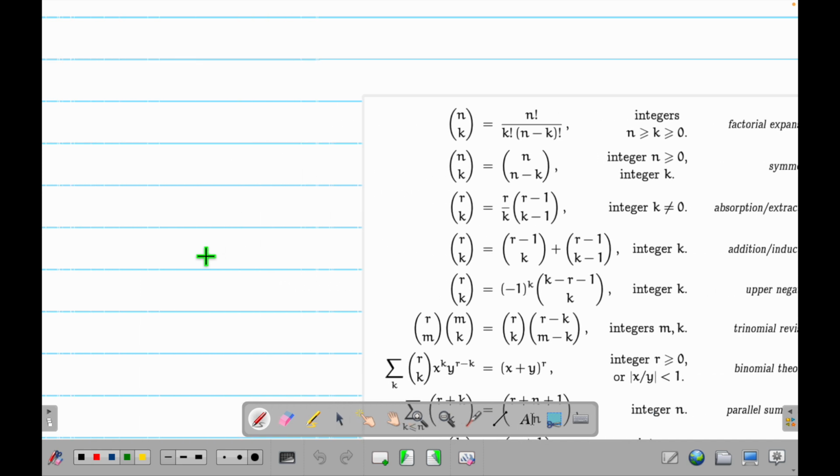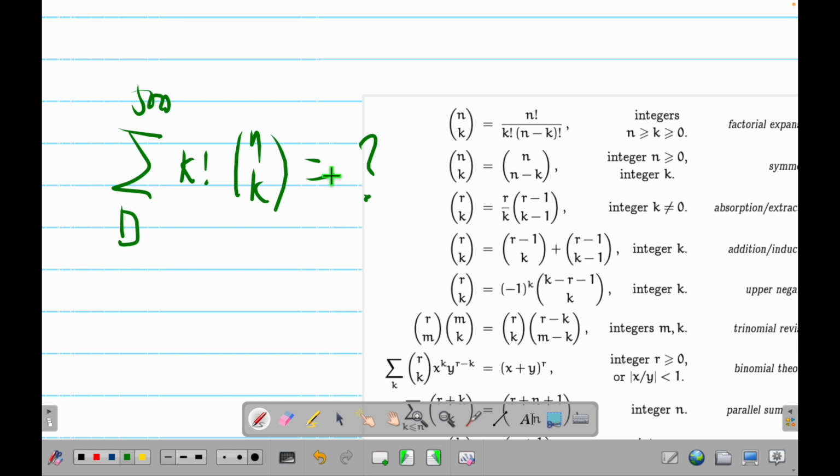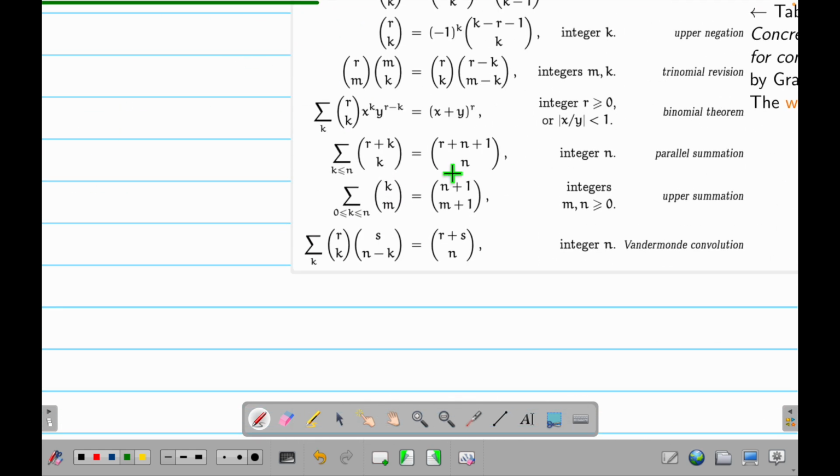That is, this is an additional thing. Suppose I have a summation, k factorial times n choose k. What is this, from 0 to 5,000? Is there a way to find this? There is a way to find this. Therefore, you don't need to remember this formula. If you know how to calculate this, you can knock out all of this.